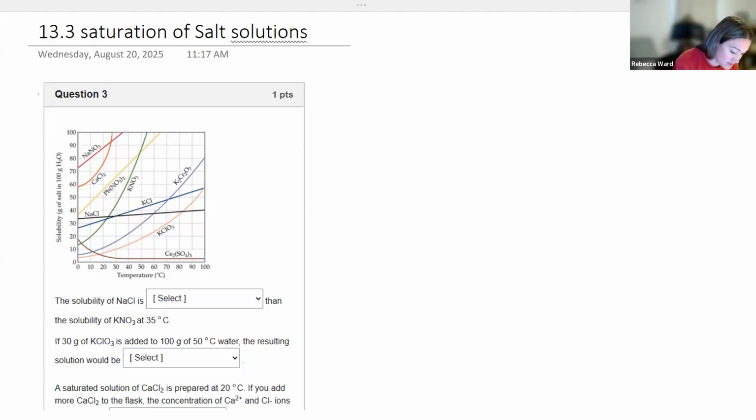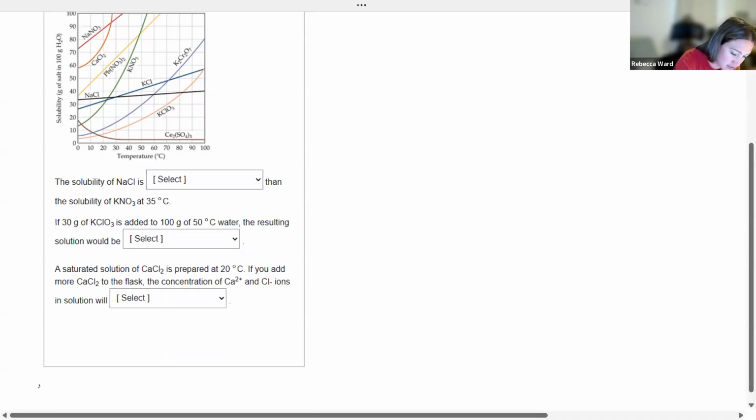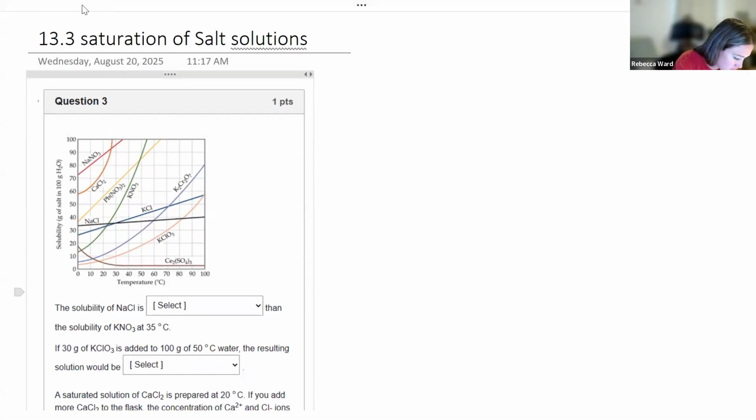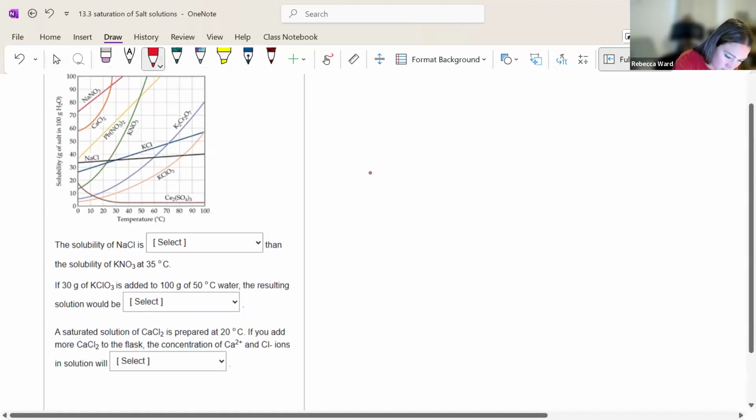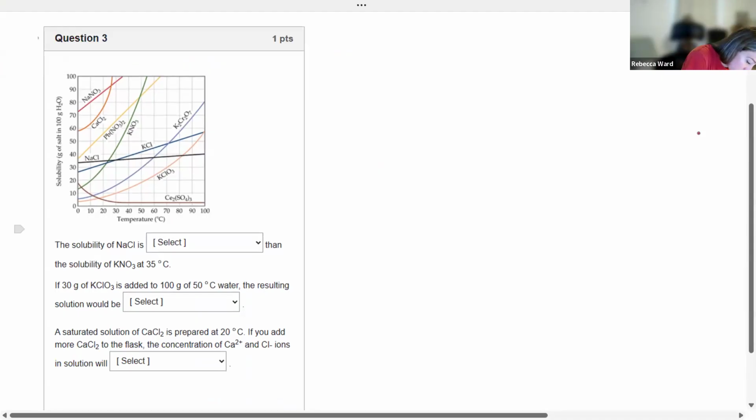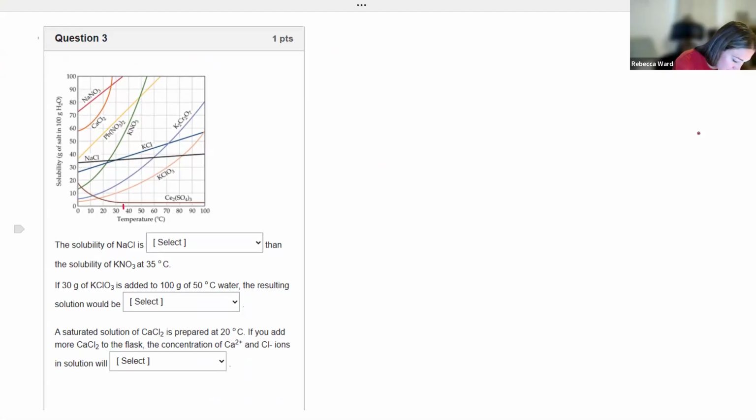So we've got 35 degrees Celsius, so I'm going to find 35 degrees Celsius. Oh, shoot, I am still on, I don't want to be on that. I want to be on this. All right, so I think we're back to where I wanted to be. So there's 35. Now we need to find sodium chloride and potassium nitrate, those two curves. Potassium nitrate is our green curve here, and I'm going to draw this straight up. There's potassium nitrate, there's NaCl.